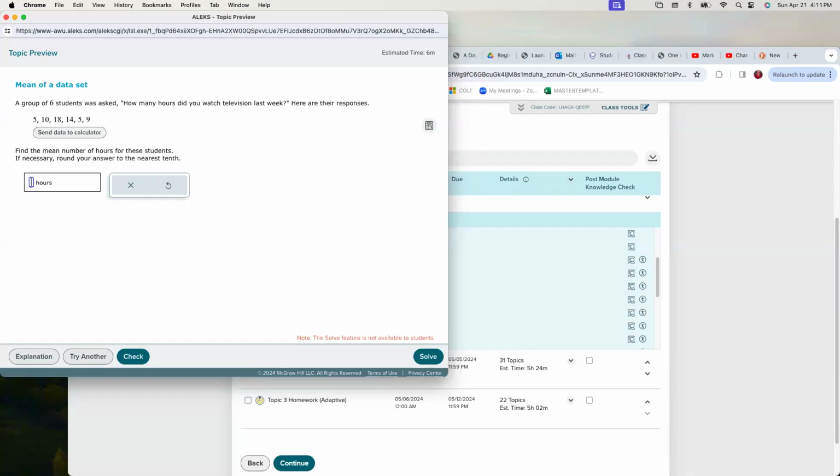Okay, here is a video. I think I'm going to try to do three different types of problems here because they're all measures of center: mean, median, and mode. We'll start with the mean.